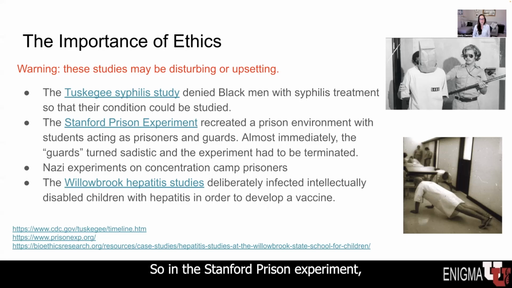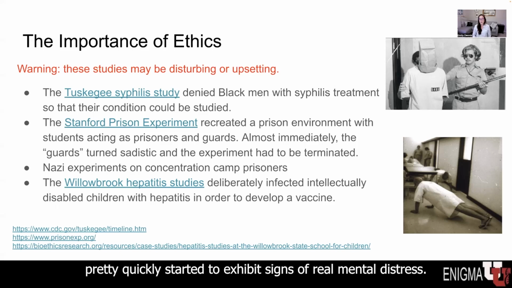So in the Stanford prison experiment, they recreated a prison environment with students who were randomly assigned to be prisoners or guards. And the study had to be terminated early because, randomly assigning people to these groups, the guards pretty quickly turned sadistic, and the prisoners pretty quickly started to exhibit signs of real mental distress, and so the experiment had to be stopped. Of course, every single Nazi experiment done on concentration camp prisoners was highly unethical and disturbing.